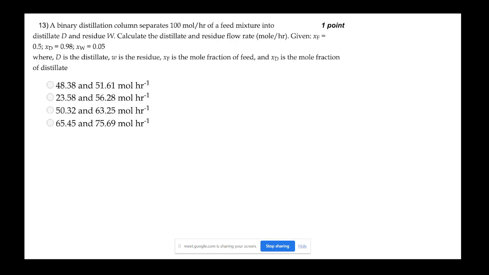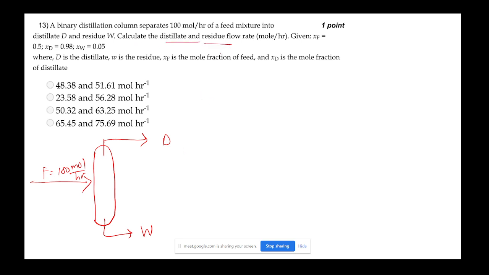Next question is, a binary distillation column separates 100 mole per hour of a feed mixture into distillate and residue. So you have a distillation column here, in which the feed is going in. Feed has a flow rate of 100 moles per hour. It is separated into distillate at top, D, and residue at bottom. So you need to find out the distillate and residue flow rate.